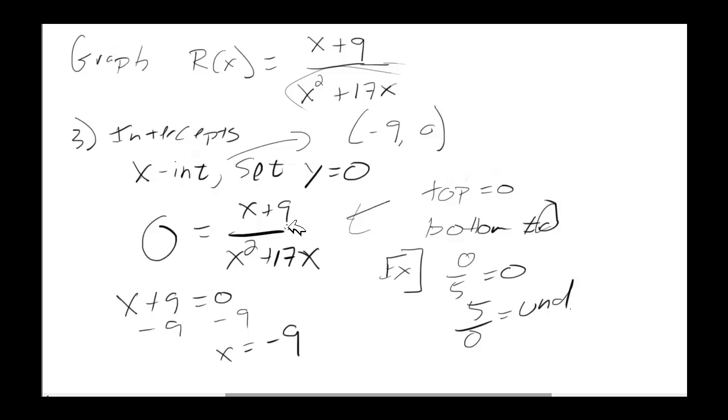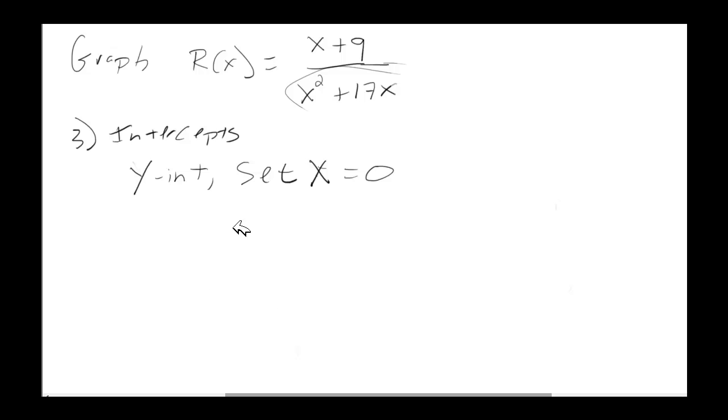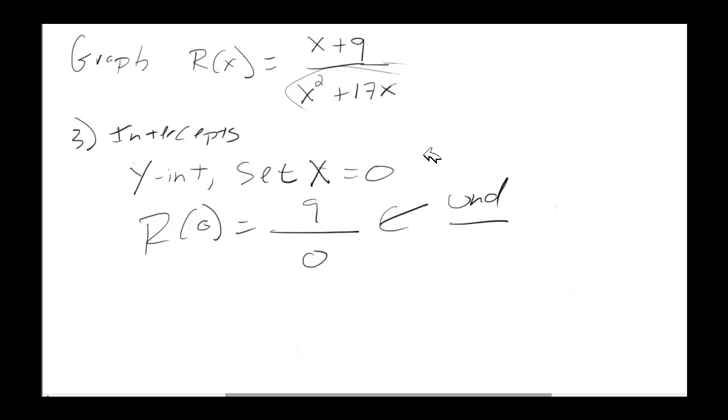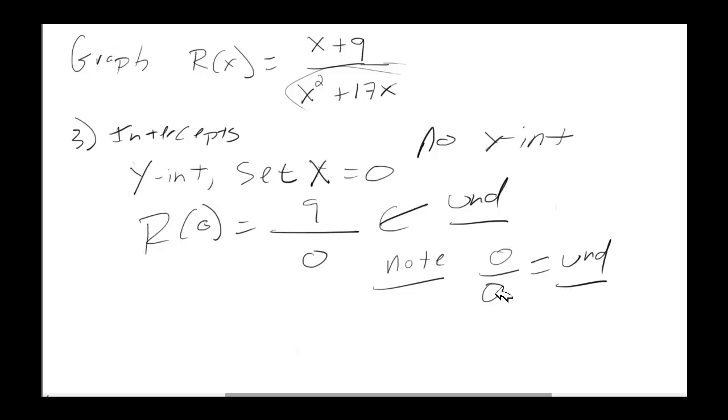And let's see if we have any y-intercepts. Remember, for a y-intercept we set x to 0. But if I try to plug in 0, that's going to make the bottom equal to 0, and this is undefined. So here we are going to have no y-intercept. That's not in our domain, it causes division by 0. And one quick note here: be careful of 0 over 0 too. A lot of students think this is 1 or 0. This is undefined as well. No dividing by 0.